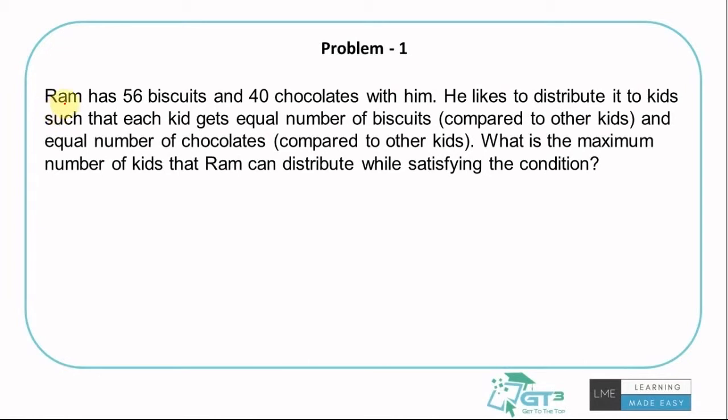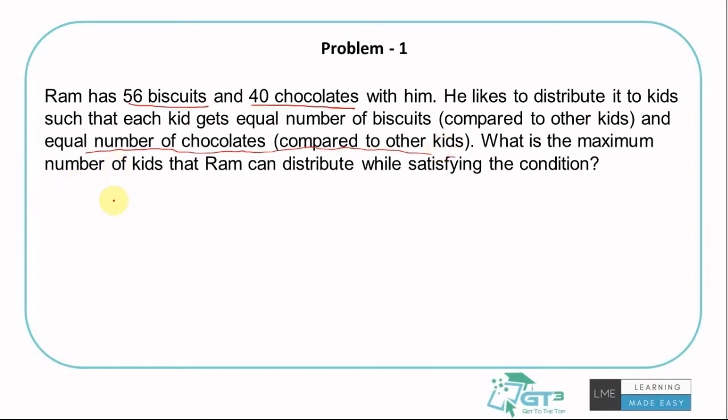Let's assume that Ram has 56 biscuits, right, and 40 chocolates with him. He likes to distribute it to kids such that each kid gets an equal number of biscuits. Like let's assume to make this fair compared to other kids, as in each and every kid should get an equal number of biscuits when they are distributed. Similarly, an equal number of chocolates as well compared to other kids. That's basically each and every kid in the group should get an equal number of chocolates when they're distributed.